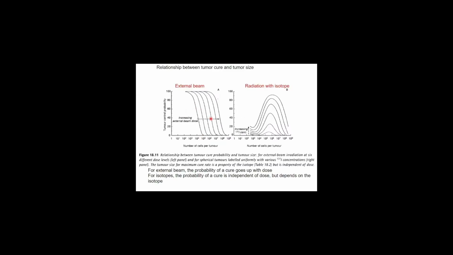And this just shows the same thing but from a different perspective. For external beam, we can combine multiple beams to get bigger killing of a larger number of cells, whereas with a radioisotope, there's going to be an optimal size, and beyond that, we're not going to be able to do much no matter what we do.